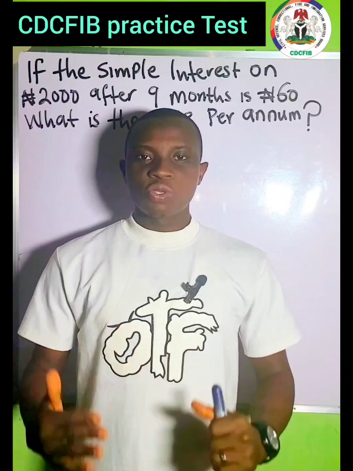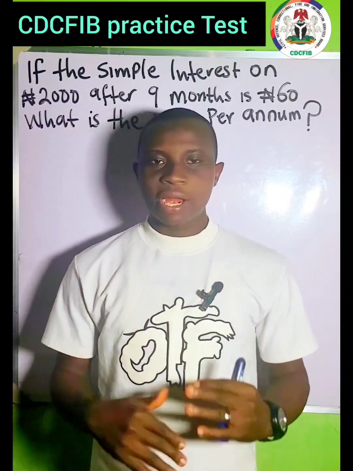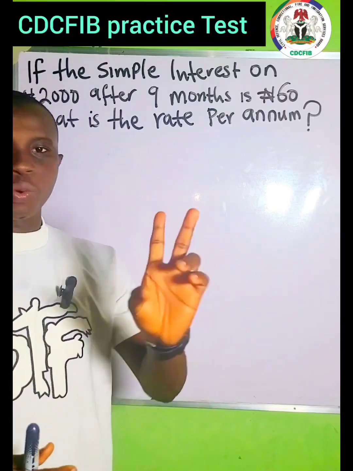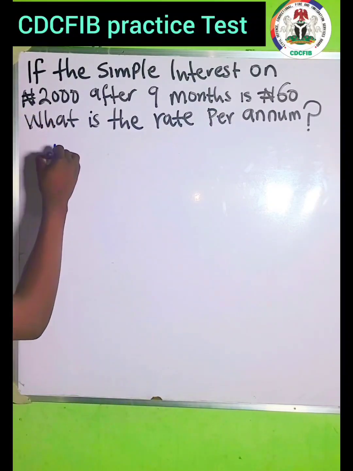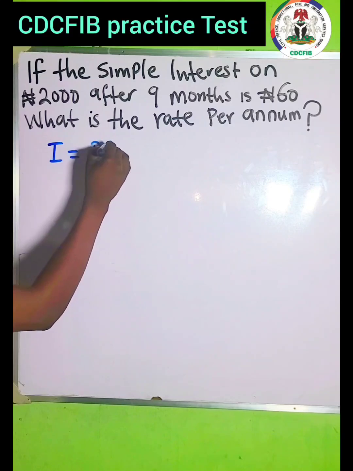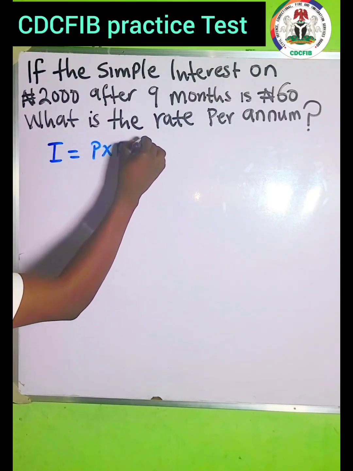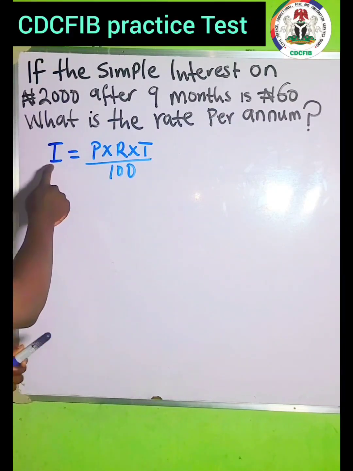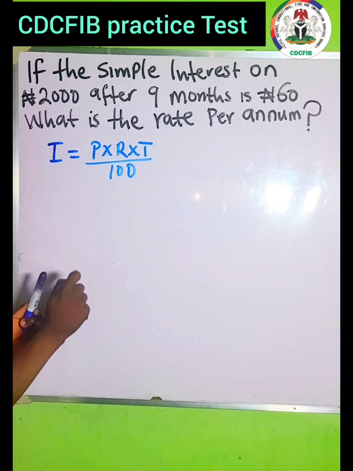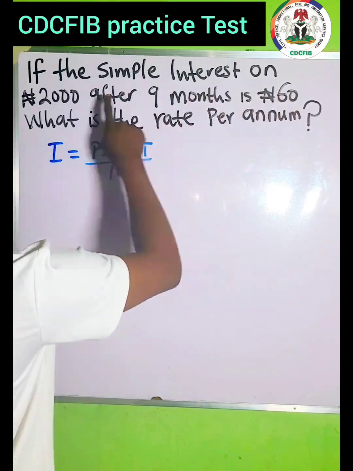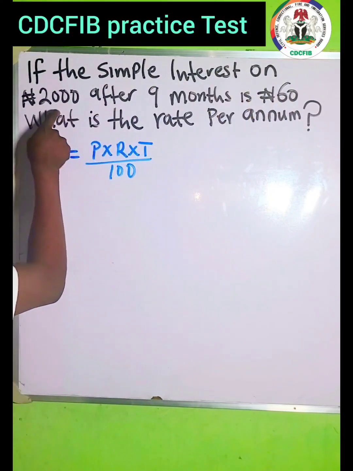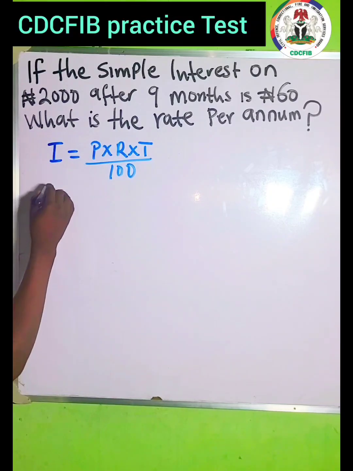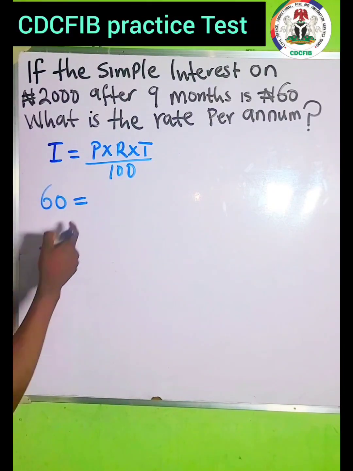If the simple interest on 2,000 naira after 9 months is 60 naira, then we are asked to calculate the rate per annum. So the first thing we're going to do is to recall the formula for simple interest. So simple interest is given as principal multiplied by the rate, then multiplied by the time, then divided by 100. So this is the formula. So from the question, this I stands for interest. So from the question, it's clearly showing that the interest is going to be 60 naira, because if the simple interest on 2,000 naira after 9 months is 60 naira, so from the question, the interest is going to be 60 naira, which is going to be equal to principal.